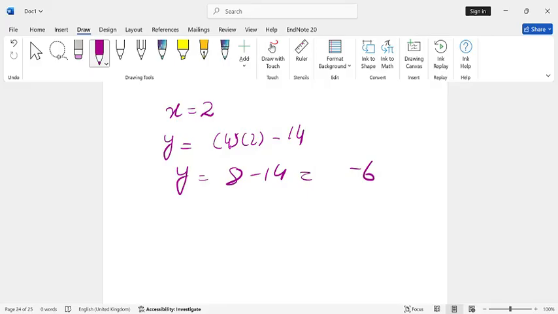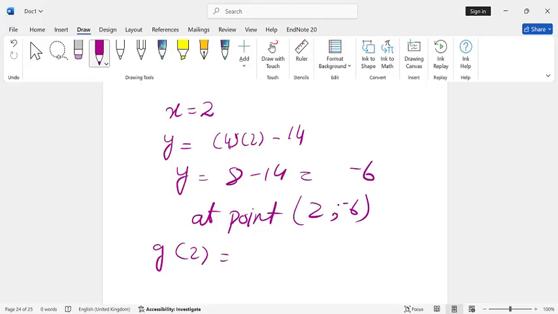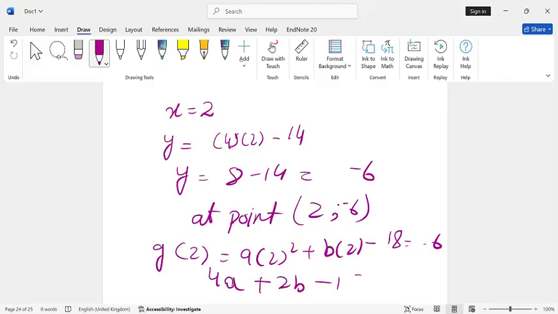So we have an x and y points value. At the point, we can say that we have the values 2 and minus 6. So I'm going to put the value of 2 into the function g of x. We have a times 2 squared plus b times 2 minus 18 equals minus 6. So this equation becomes 4a plus 2b minus 18 plus 6.